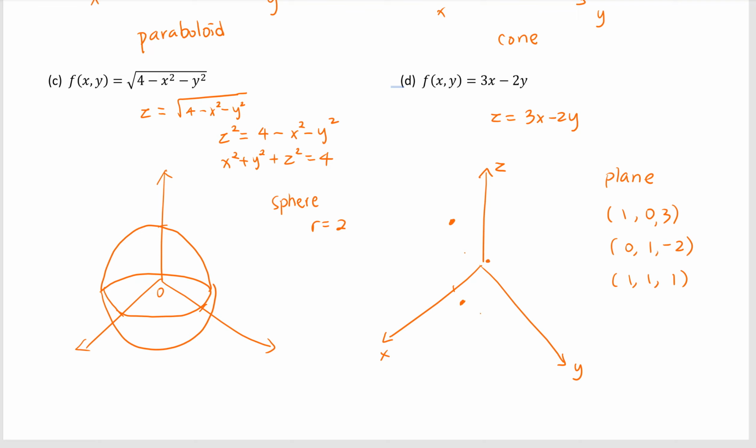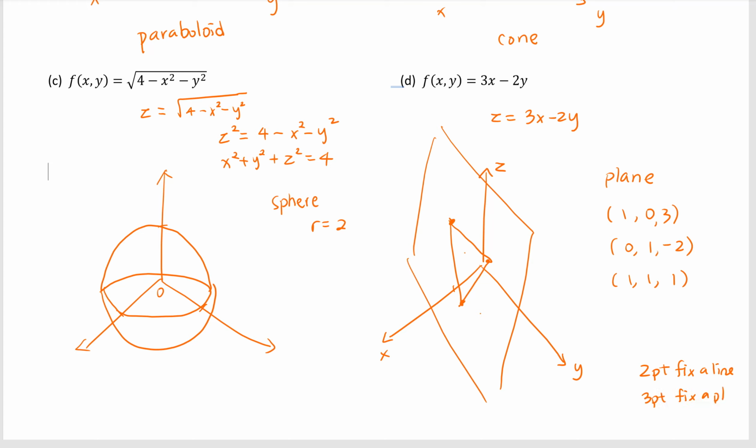Okay, so it's hard to draw a plane because a plane has no boundary, but just imagine this is a plane that contains those 3 points. Okay, we know 2 points can fix a line, and 3 points can fix a plane.